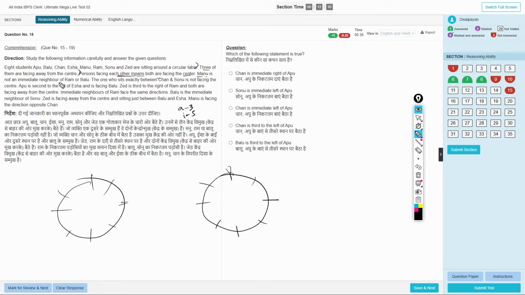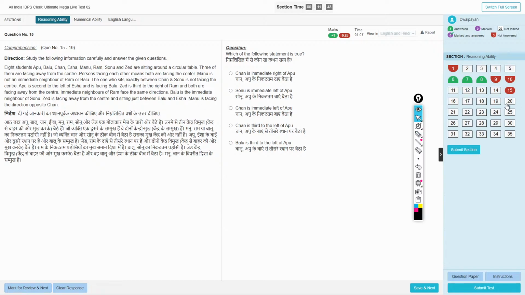Okay. Manu is not an immediate neighbor of Ramu and Balu. One of the persons sits between Chanu and Sonu. Sonu is not facing center. Sonu is facing outside. Apu is second to the left of Isha and facing Balu. Z is second to the left of Ram and facing away from center. Manu is facing Z, sitting opposite the neighbor of Sonu. So there are some clues, but not something that is concrete. I should have read the clues first.